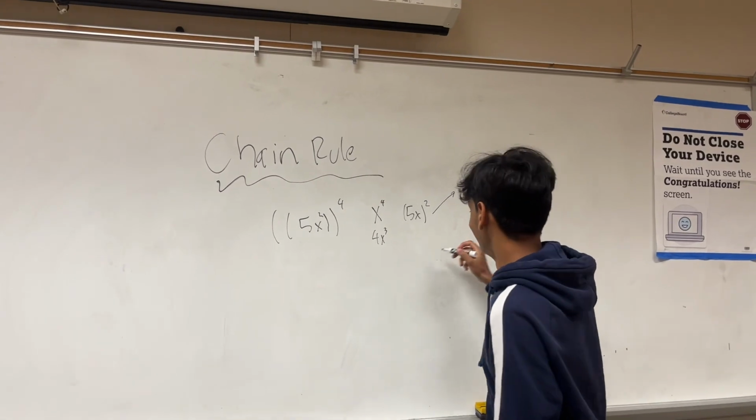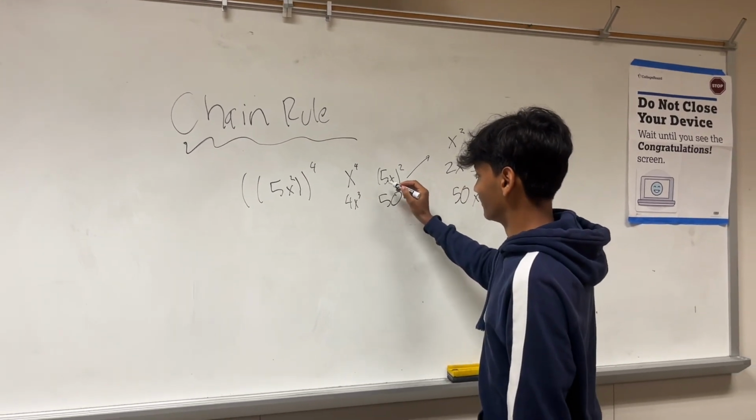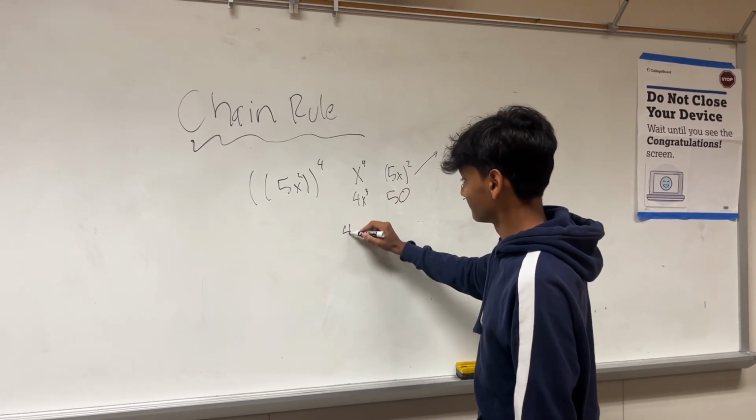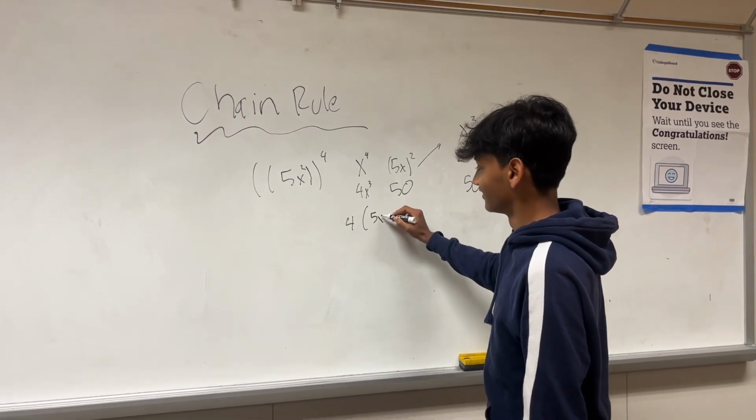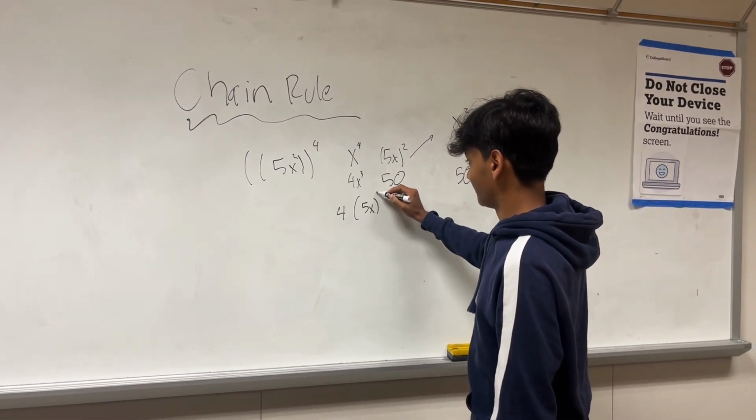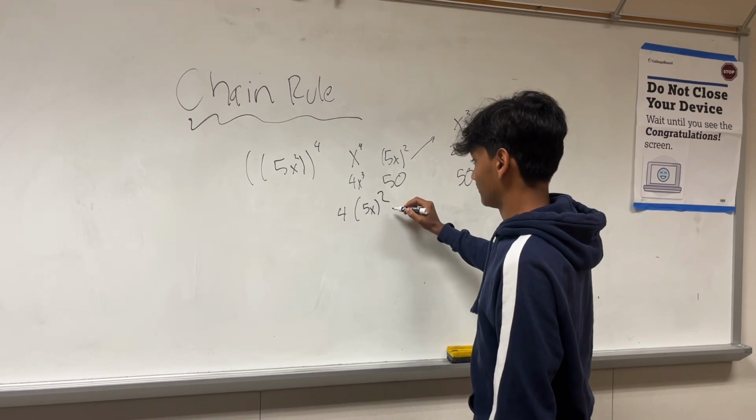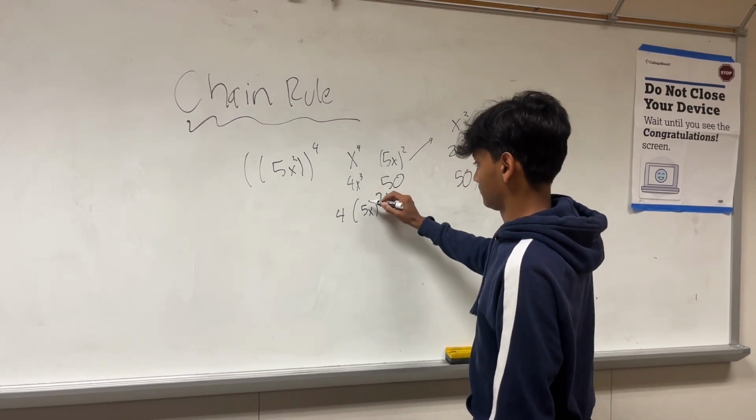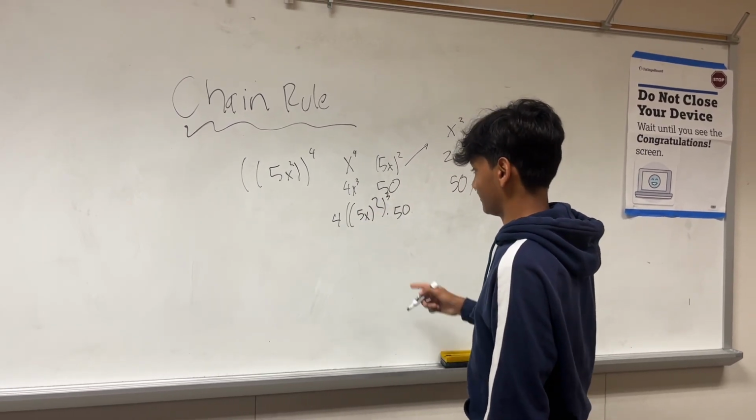Okay, and then you put 50x over here, and then you go inside. Times 50x cubed. Okay, and that's the answer.